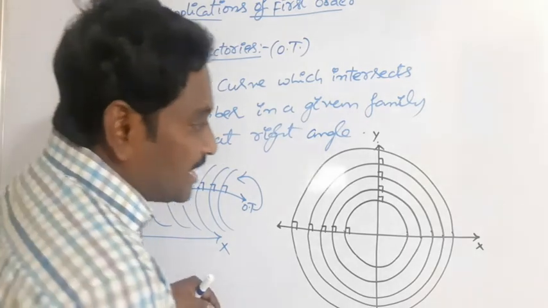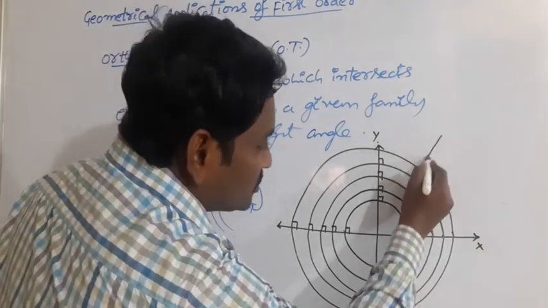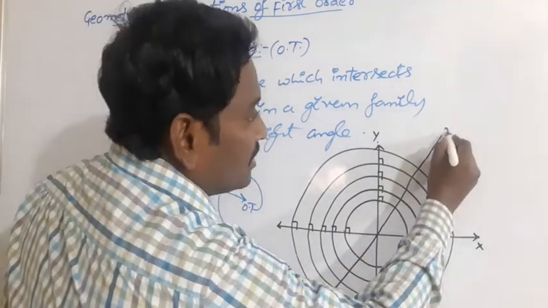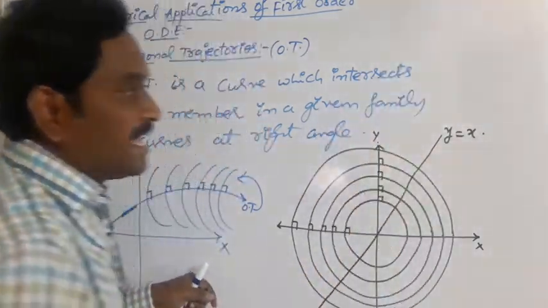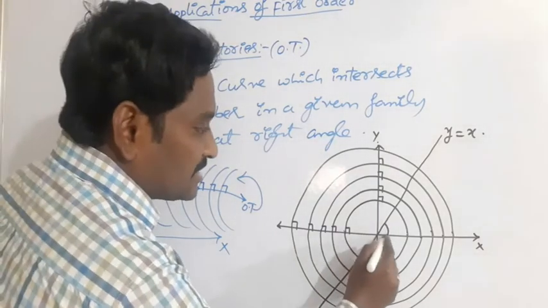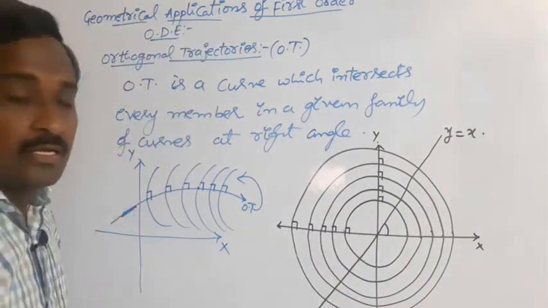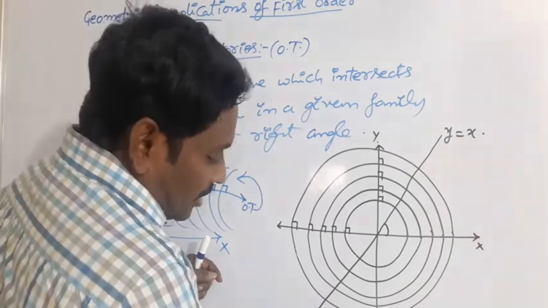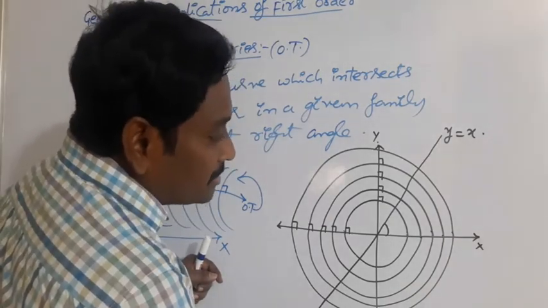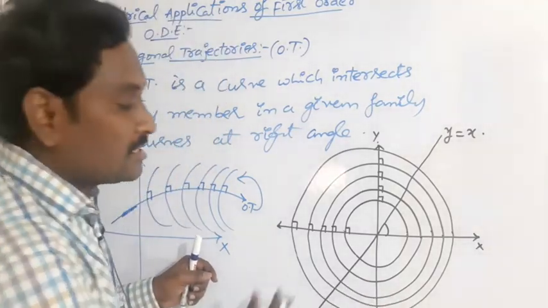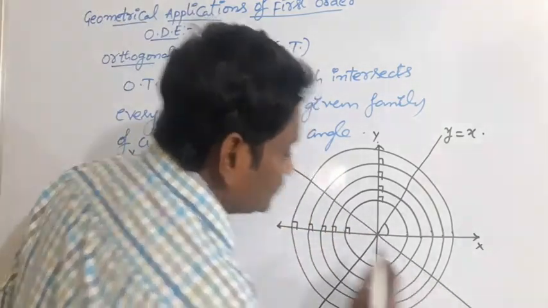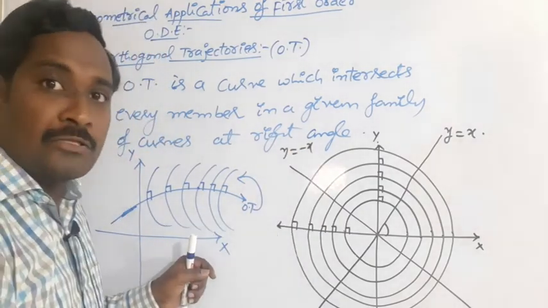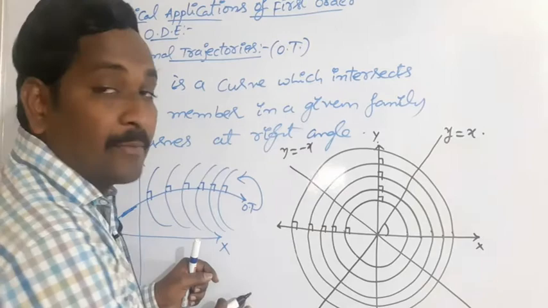I will take another straight line also which passes through the origin. The equation of this straight line is exactly y is equal to x, because the angle is 45 degrees, that's why the slope is 1. Clearly this is also an orthogonal trajectory for these concentric circles. I will take this one. This is y is equal to minus x. This is also an orthogonal trajectory for this family of concentric circles.